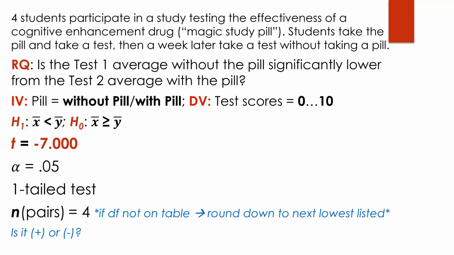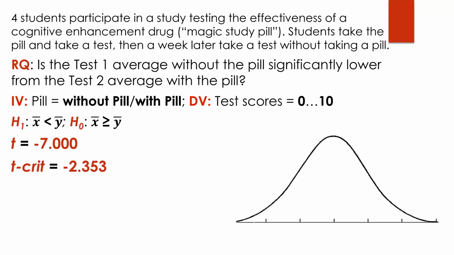So find the critical score for this scenario. Alpha is 0.05, 1-tailed test, n number of pairs is 4. You take 4 minus 1, and then you have to determine if it's going to be positive or negative, since we're working with 1-tailed hypotheses here. Now, the critical score you should have found is -2.353. Okay, it's negative, so it's going to go on the negative side because our alternative hypothesis says X bar is less than Y bar. So when it says less than in the alternative, the crit score goes on the negative side.